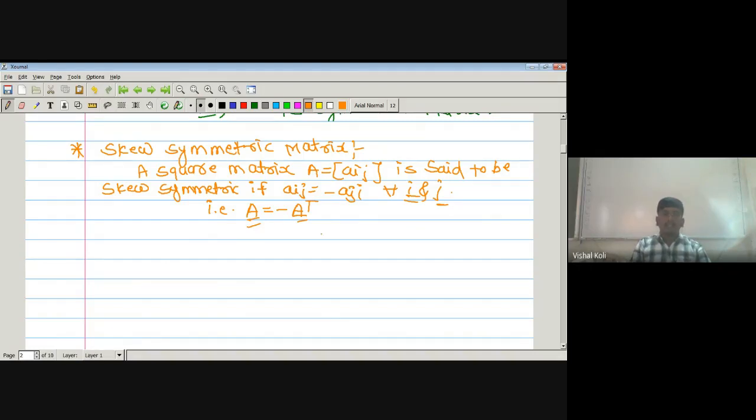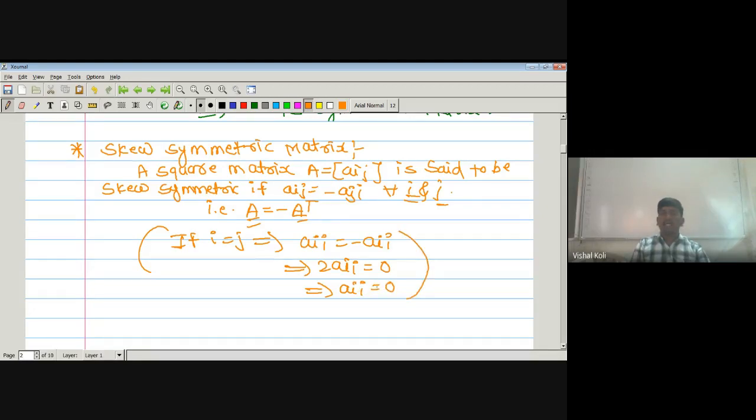But if i is equal to j, then Aij equal to minus of Aji is nothing but Aii is equal to minus of Aii. Now add Aii on both sides, we get 2Aii, which is equal to minus of Aii plus Aii, which is equal to 0. 2 times Aii will be equal to 0, which implies Aii is equal to 0.